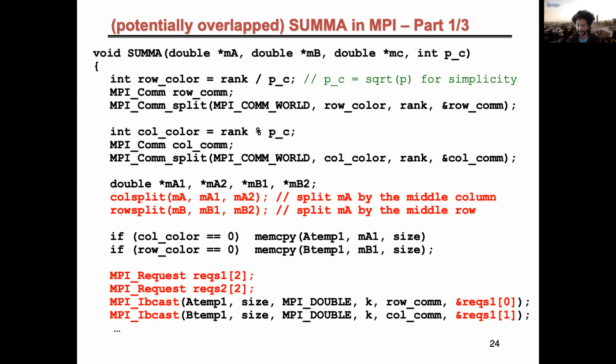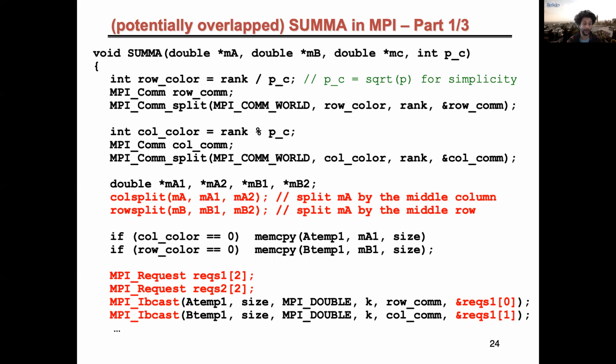Meaning if you split it into S pieces, you should potentially be able to overlap (S-1)/S of the communication. And for large S, it approaches all of the communication. So, okay, how is that going to happen?